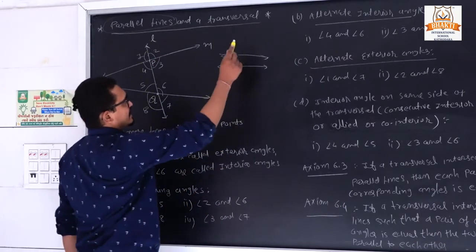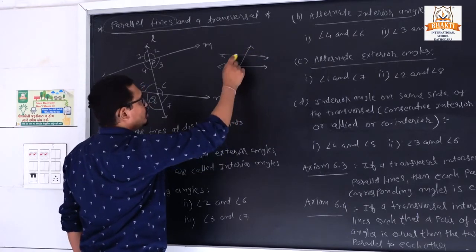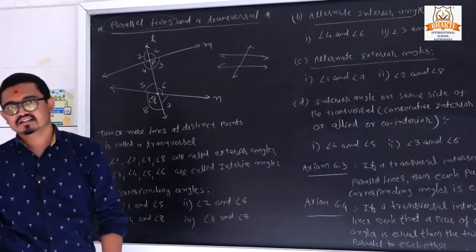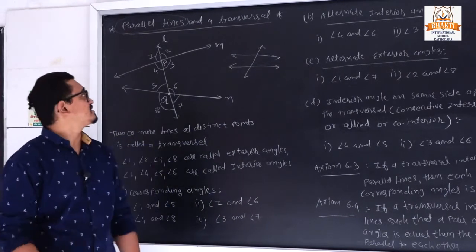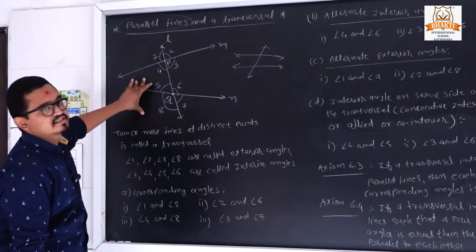Suppose we have two parallel lines, and if I draw one more line which intersects both lines, then this third line is called the transversal. Clear? It is called a transversal. So here I am drawing a figure for that concept.